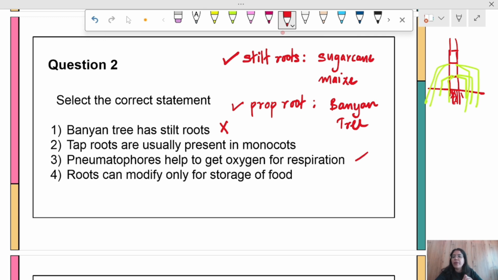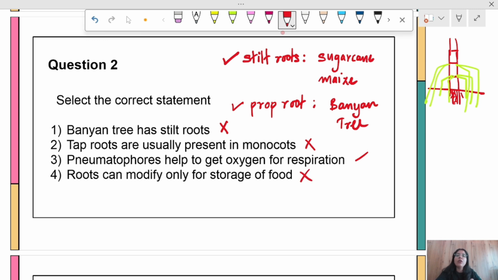Now, pneumatophores help to get oxygen for respiration. Yes, this is correct. Okay, I skipped statement 2, right? Tap roots are usually present in monocots. This is wrong. Tap root is present in dicots like mustard, right? Monocots, which roots do they have? Fibrous roots.